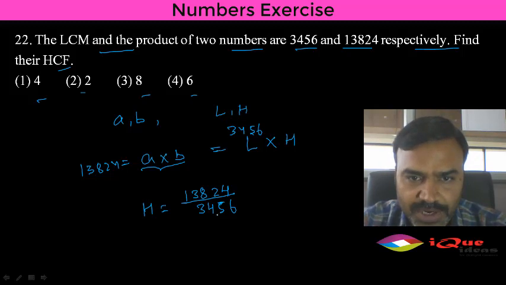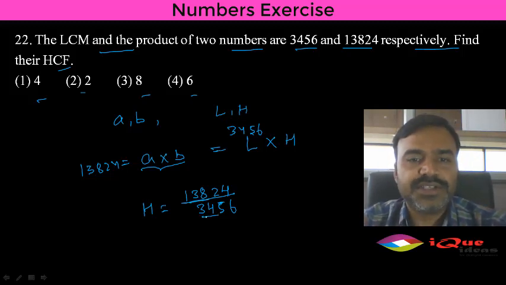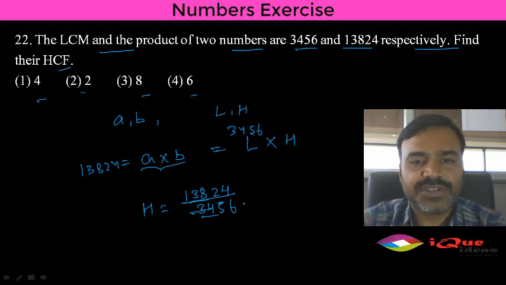You just need to check 34 and 138. This is 4 times. This is almost 4 times, right? 4 times. So it is straight away cancel 4 times. You can check it also.